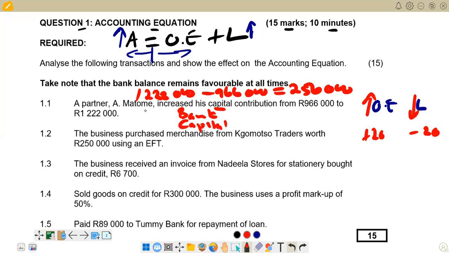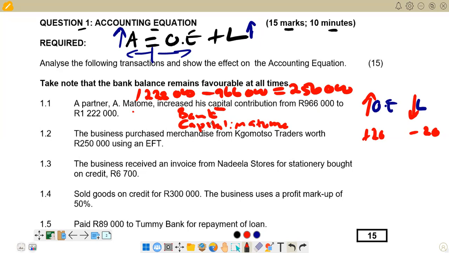And this capital contribution is for A. Matome, so we can just say capital for Matome. So what we have there, we have bank and capital, which is Matome. So what we are going to do there is, on bank, we are receiving money. This capital contribution is coming in the form of money, so the business is receiving money.